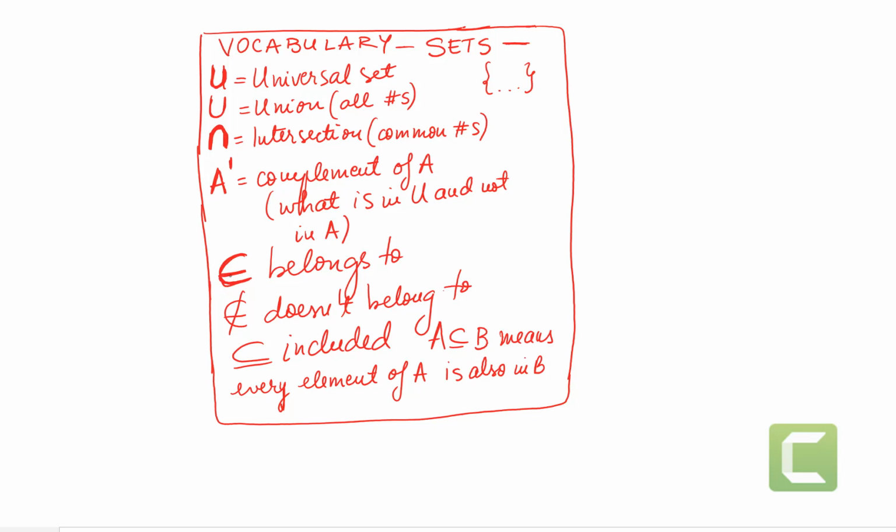This ∈ means belongs to. So a point belongs to a set, or it does not belong. A number belongs to a set or it doesn't belong. This sign here, a tilted U, means included. So if we have two sets, A included in B, it means every element of A is also in B.